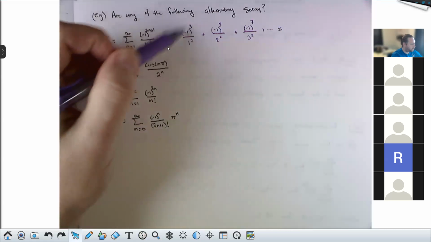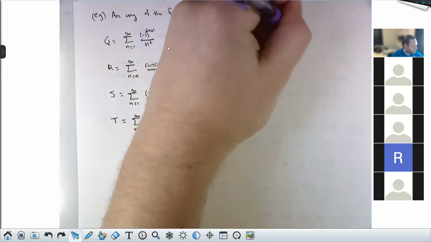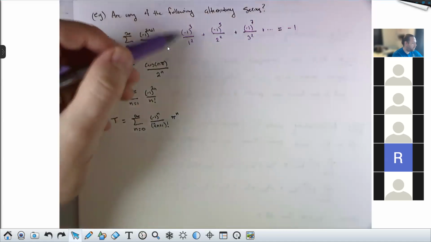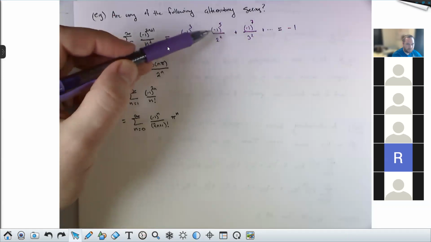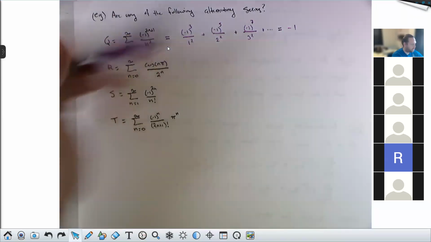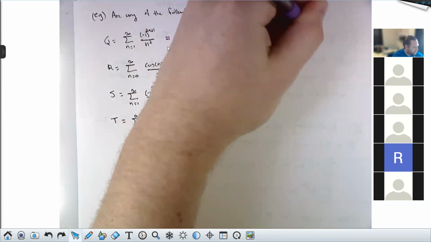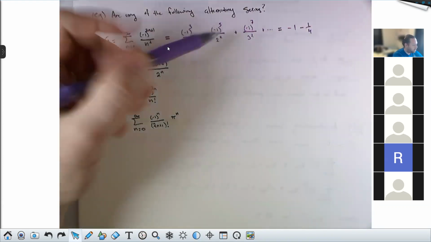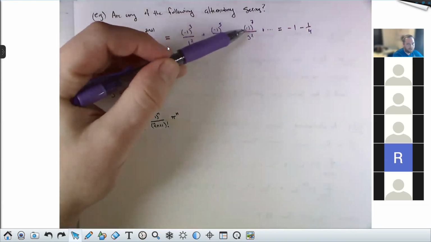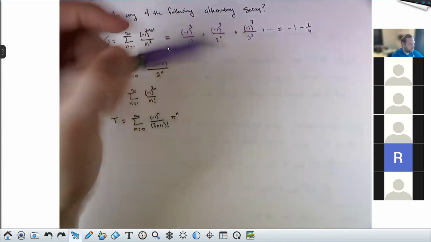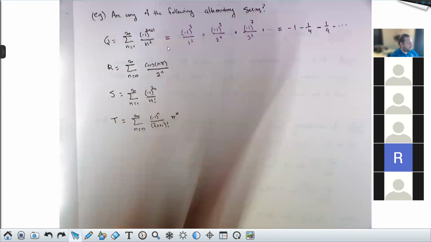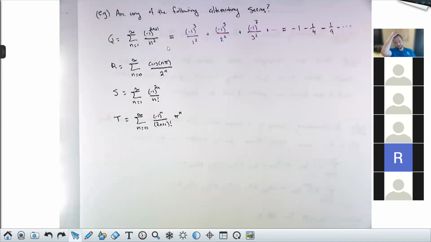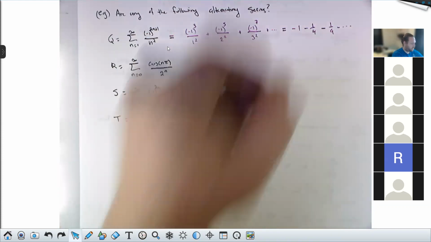Now, (-1) cubed is -1. So this first piece is just -1 over 1 squared. The next piece, (-1)^5, is also -1. So this is -1 over 2 squared, or -1/4. The next term after that is (-1)^7, and that is also -1. So this would be -1/9. So is this an alternating series? No, it's not. All right, very good. This is not alternating.